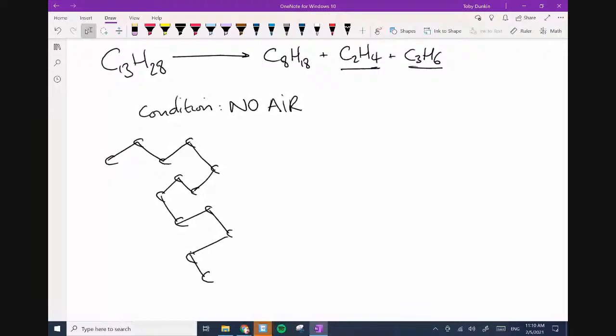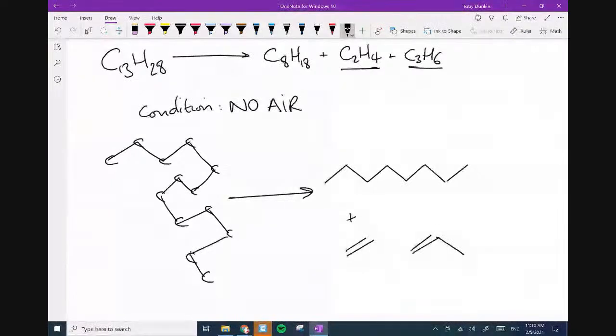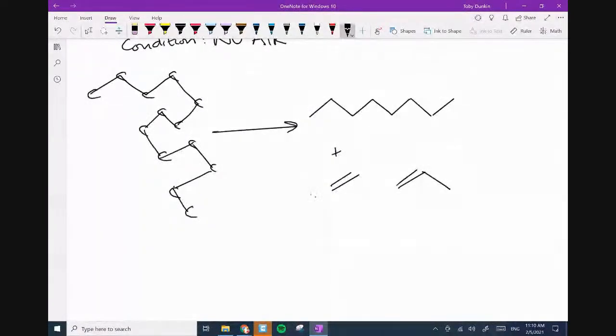We heat it up, and he's just turned it into this. 1, 2, 3, 4, 5, 6, 7, 8. He's made petrol, and look, he's made ethene and propene. Does that make sense? Yeah. Now, what type of cracking did we do? We've got loads of alkenes here. This was thermal.